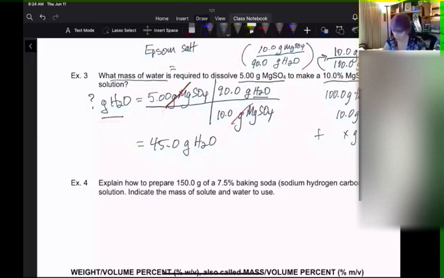Okay, this next question says explain. We want to do our calculation, right? So we do need to calculate the mass of the solute, how much baking soda do we put, and how much water do we put in there. And then we want to use words to put it together. So I'll give you a second to do the calculation.